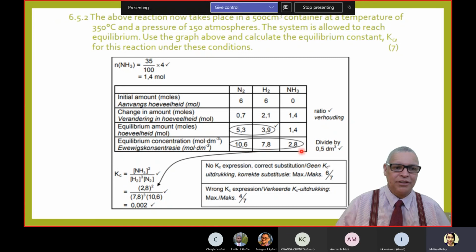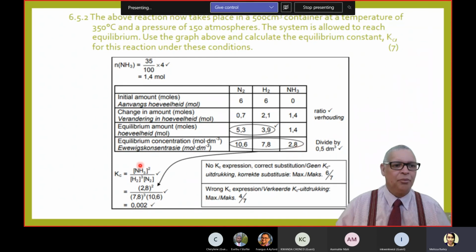And the same can be true of this. We're going to find the concentration here. And we have 1,4. That's the equilibrium number of moles, and we divide that by the volume, then that will work out to 2,8.